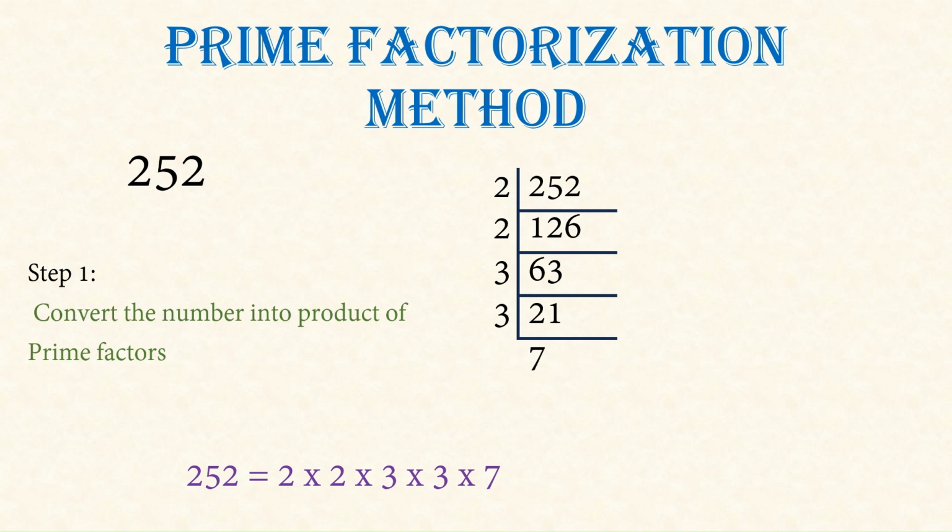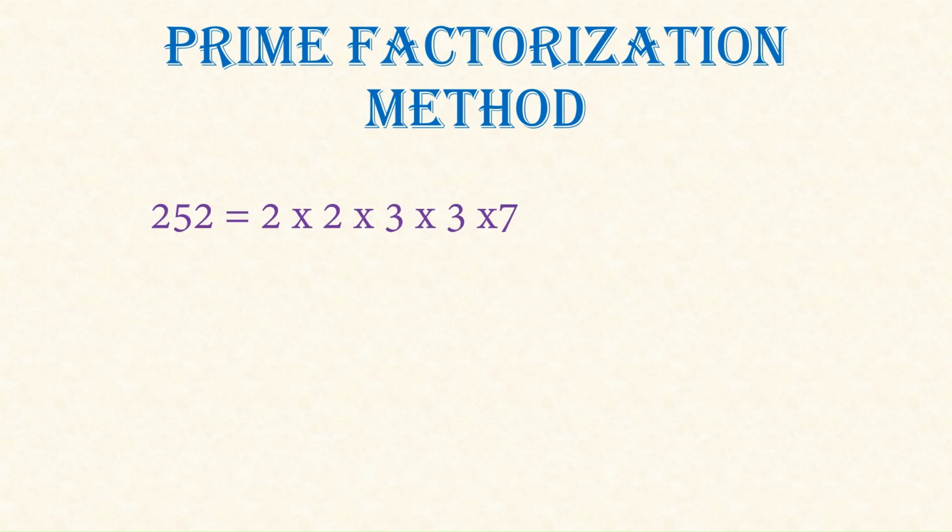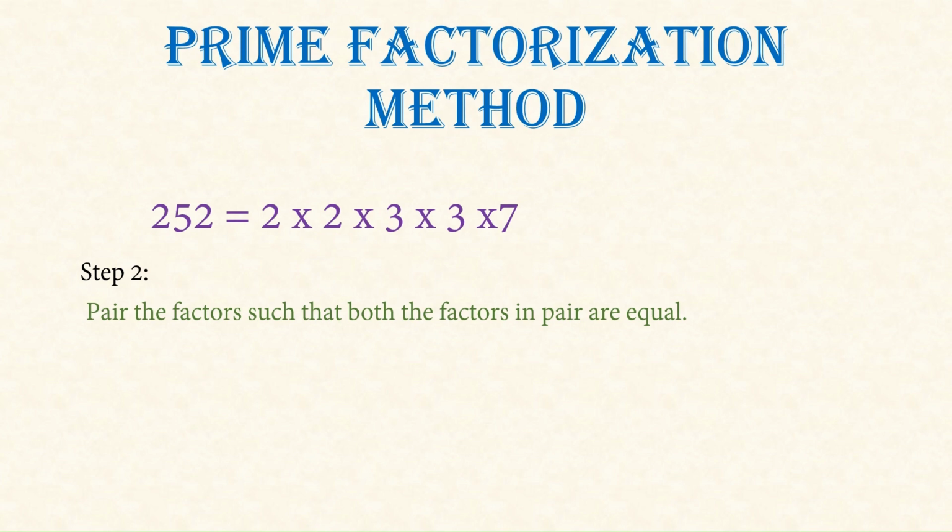Now, if we observe these numbers, as the next step, we have to pair the factors. On pairing the factors, 2 into 2 form one pair. Then 3 into 3 forms another pair. 7 is alone. We don't have another 7 to make it a pair. This means the given number 252 is not a square number. It's not a perfect square.